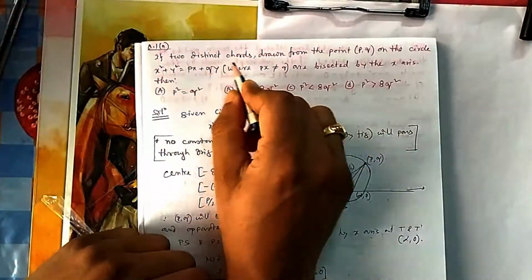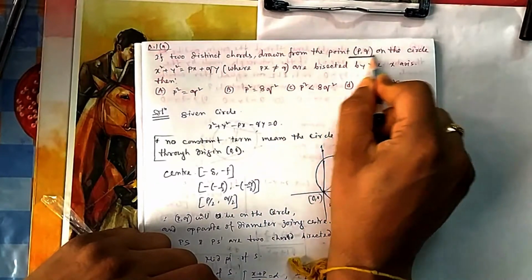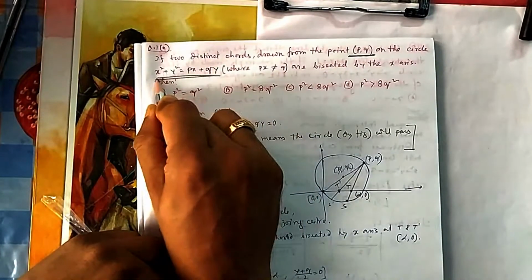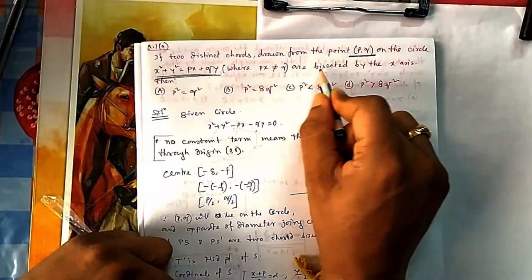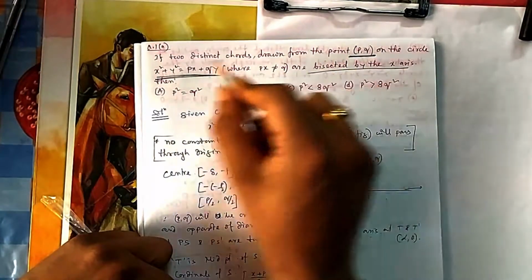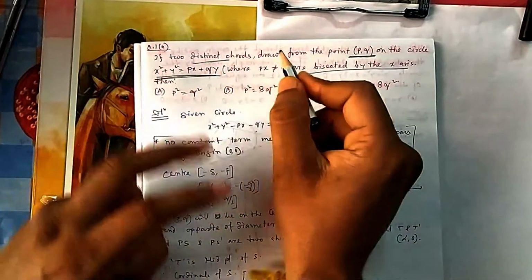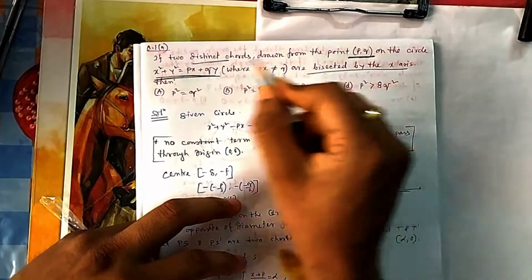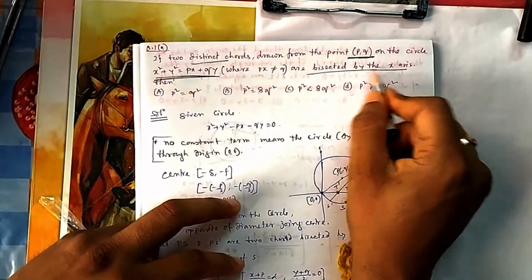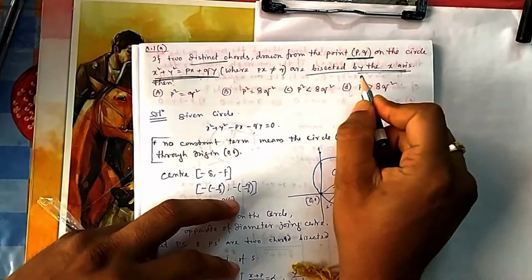If you see question number 1, what they are asking here: if two distinct chords drawn from the point (p, q) on the circle, where p is not q, are bisected by the x-axis. So you draw two distinct chords, two different chords, from this point on the circle, and they should be bisected by the x-axis. Then what is the condition?